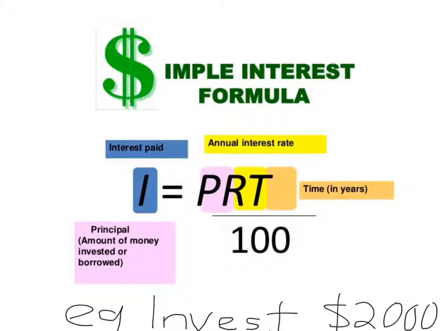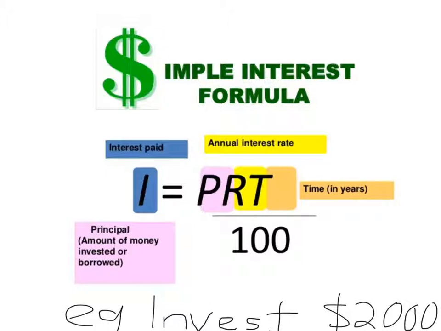So I, the amount of interest that we're going to earn in this case, because it's an investment. So I equals P, principal, how much you started with, 2,000, times the rate as a percent. So the rate is 5%, times 4 for 4 years, and then divide that by 100. The answer you get is 400. So if I invest $2,000 at 5% per annum for 4 years, the amount of simple interest I will earn is $400.